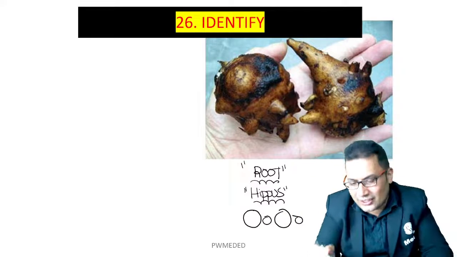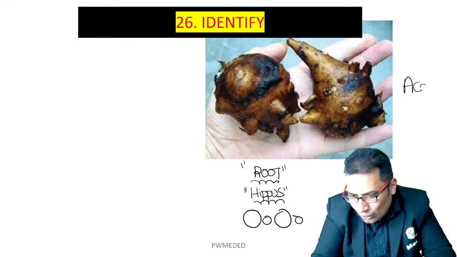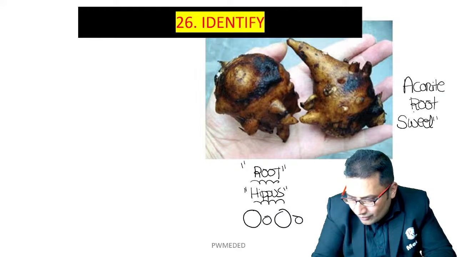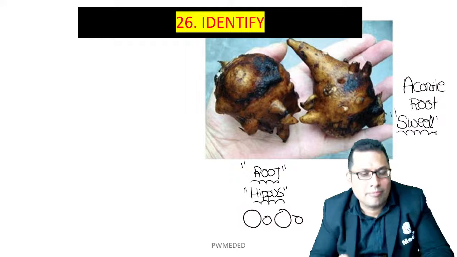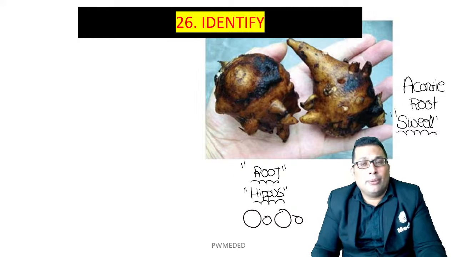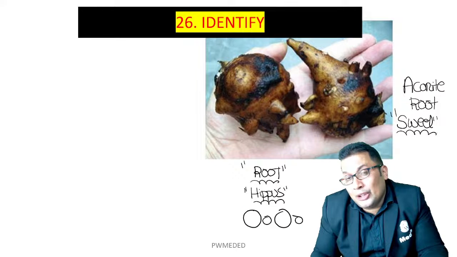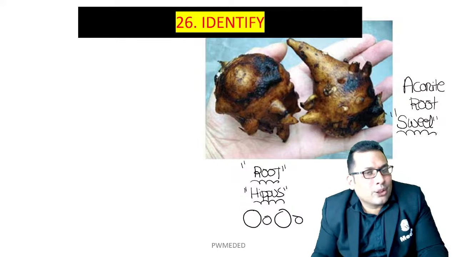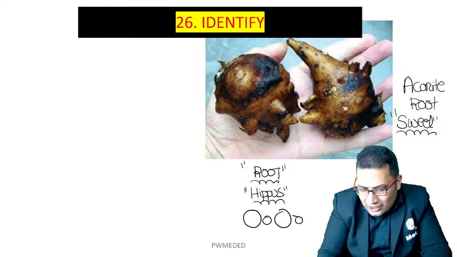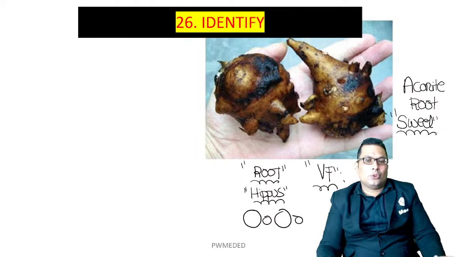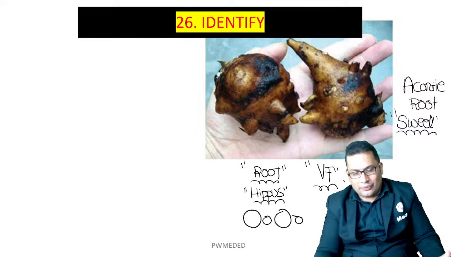Yes, dear students, what is this? This is your aconite root. Aconite root is a sweet poison. It can be mixed with pan, with any food, with curd and milk also. Around 3 to 5 grams of aconite leads to the death of the person. The person dies because of cardiac arrhythmias. What is the cause of death? Ventricular fibrillation or cardiac arrhythmias. This can be asked. Number 26.